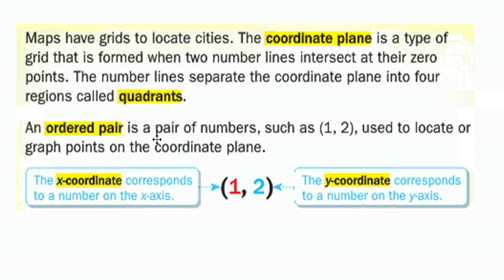An ordered pair is a pair of numbers, such as 1, 2, used to locate or graph points on the coordinate plane. This is an example of an ordered pair: 1, 2. The first number is always your x-coordinate. It corresponds to a number on the x-axis. The y-coordinate corresponds to a number on the y-axis, and that's the second number.